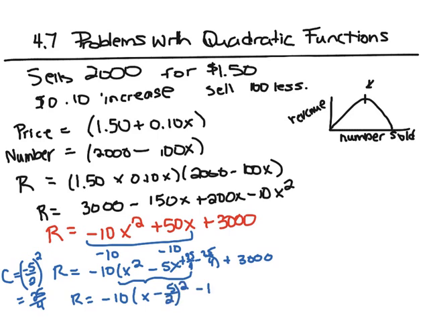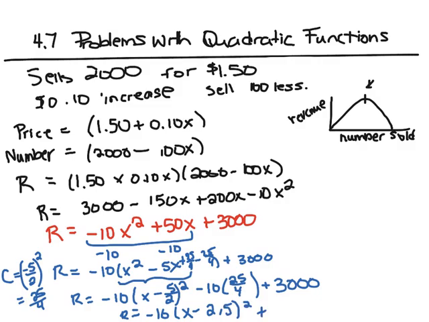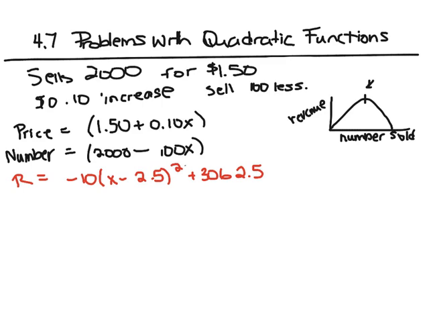Bring this out to the outside, plus 3,000. So our final answer, you can put it as a decimal even, R equals negative 10 x minus 2.5 squared plus 3062.5. So the vertex is 2.5 and 3062.5.